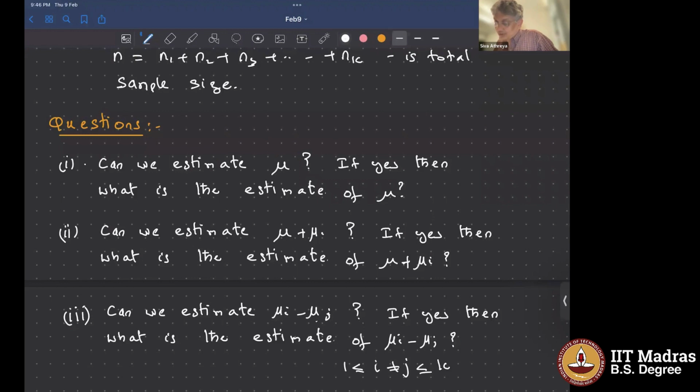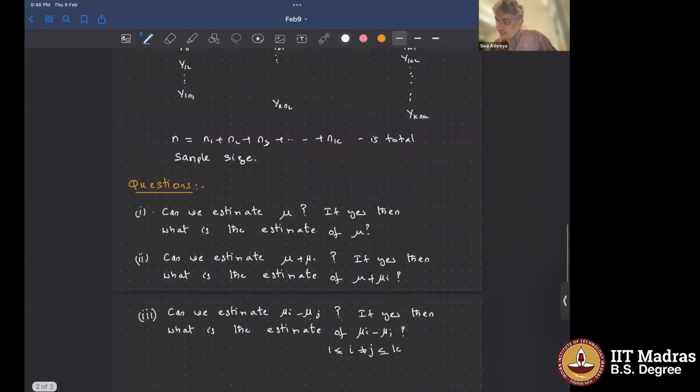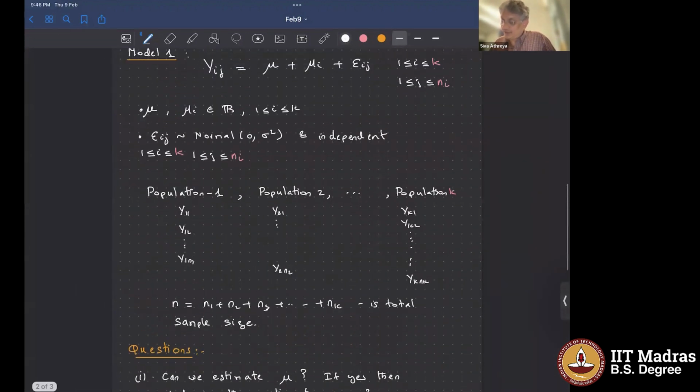So let's go back to the model. So mu is the overall effective mean in some sense. It's the common mean to everybody. Mu i is for the individual groups, and epsilon ij is the normal random variable with mean 0 and variance sigma squared. That makes yij governed by this mean and variance sigma squared.